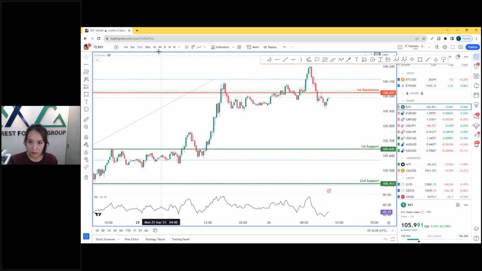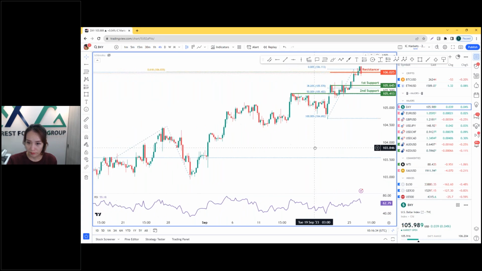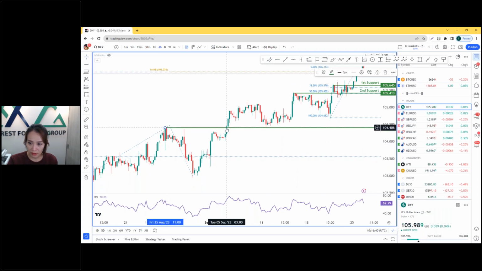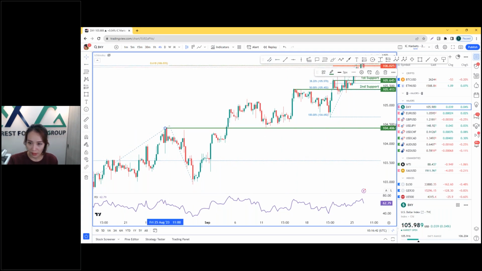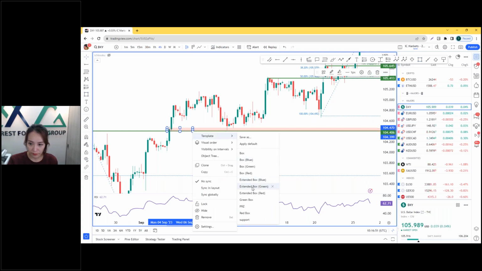Okay, go back to H4. Okay, maybe here. This is our resistance level. Break above, it's become support, right? And when you see that, you know this is your demand zone somewhere here. This is your demand zone, okay?